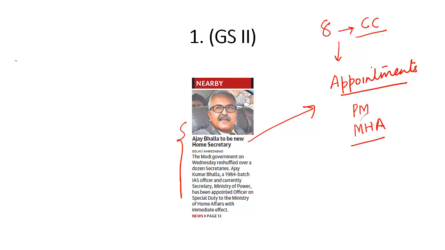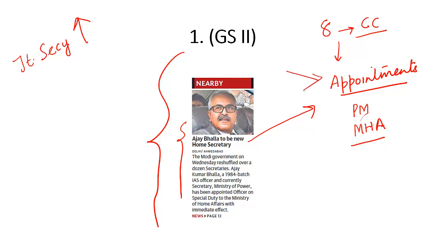So all the appointments at the level of Joint Secretary and above, they are to be approved by the Appointments Committee of the Cabinet. And this is where this newspaper article becomes important. So if tomorrow there is a question on what is the role of Appointments Committee of the Cabinet, or Home Secretary is appointed by or on the basis of the recommendation of which of the following committee, so for that you need to understand the role of Appointments Committee of the Cabinet. That is what you need to understand from this newspaper article.